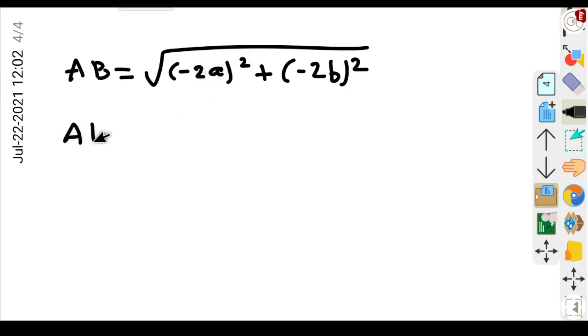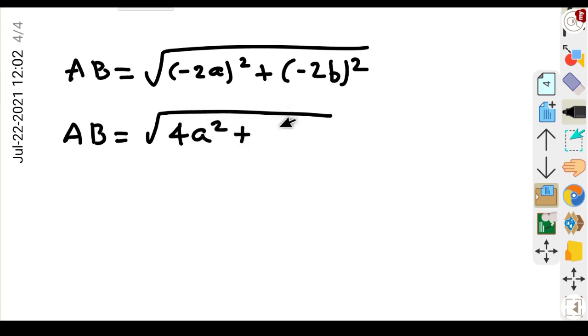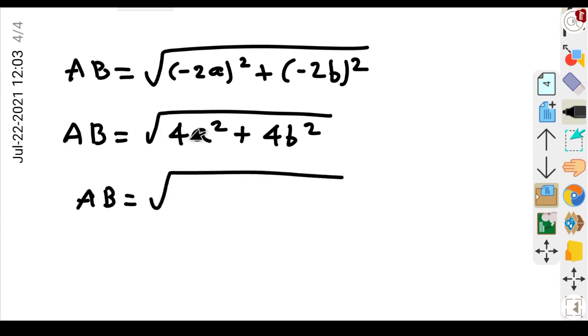So therefore AB equals the square root of minus 2 square is plus 4, a means a square, plus minus 2 square is again 4, now b square. So therefore AB equals the square root of, now here 4 and 4 is there, take the common 4. If you have taken out the common factor, the common factor is 4, so 4 remains the same, the remaining will be a square plus b square.